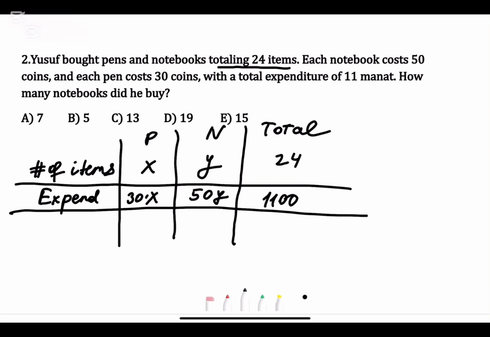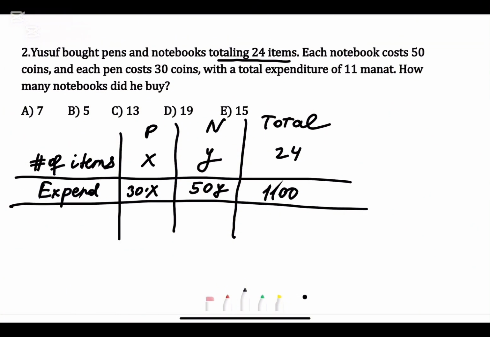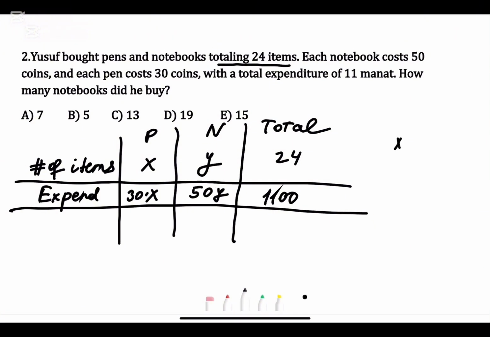That's it. Once we have this table fully filled with information, we can write down something in more concise form based off the table. So we have X plus Y totaling 24.